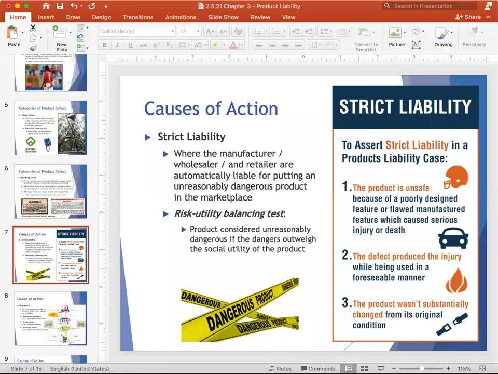And then they'll consider the desirability of the product and its usefulness. Does society want that product to be in the marketplace? So those are some considerations that the courts will take to examine a strict liability complaint.